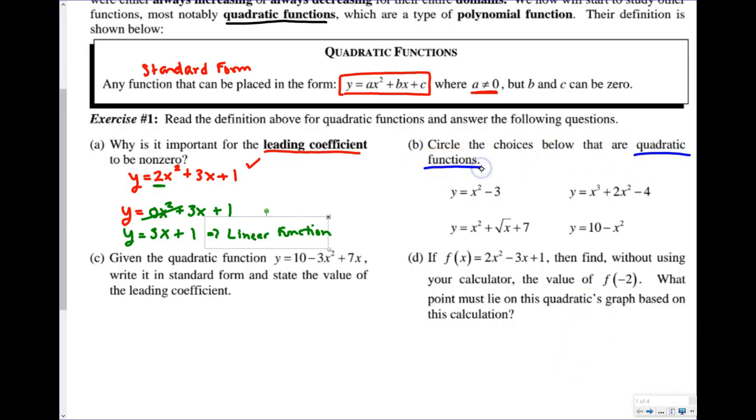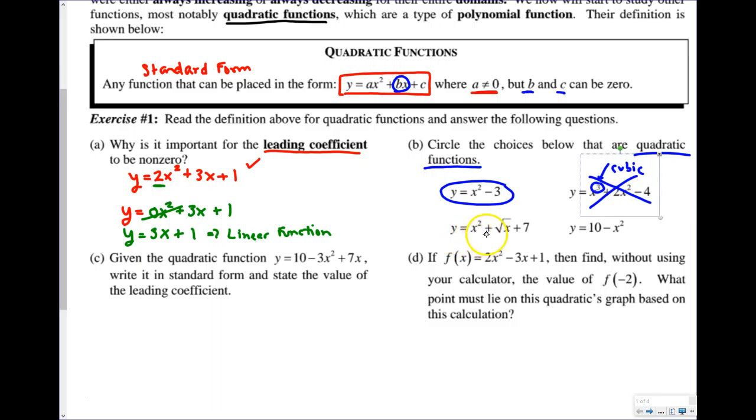Letter B says, circle the choices below that are quadratic functions. Let's take a look at the first option, y equals x squared minus 3. I have an x squared term and a constant. It's okay that I don't have the x term. It says b and c can be 0, so this is a quadratic function. As long as I have an x squared term, I'm okay. The next one, y equals x to the third plus 2x squared minus 4. This cannot be a quadratic because I have that x cubed. This is called a cubic and not a quadratic, so this is not a quadratic function.